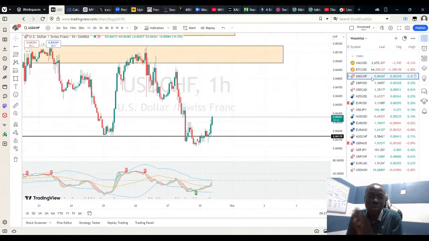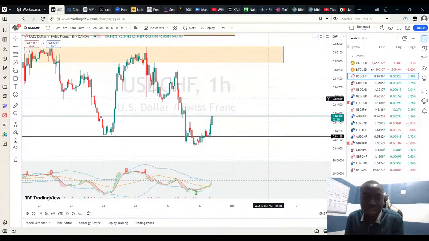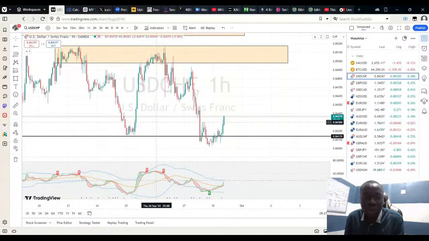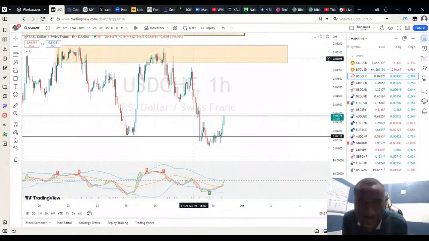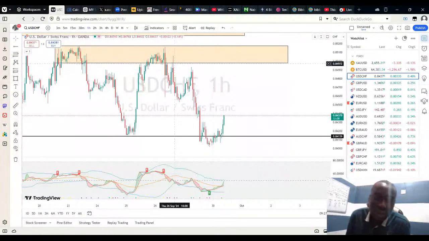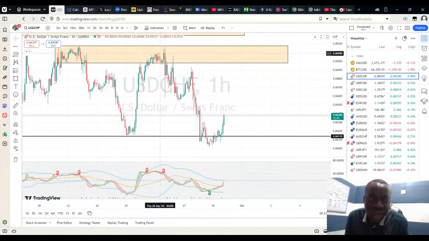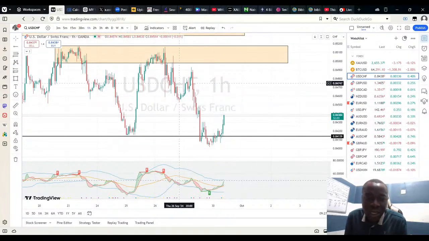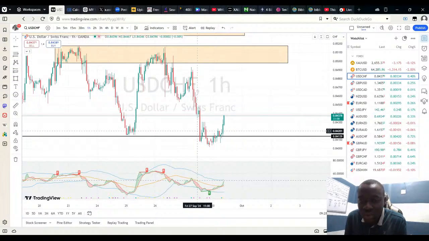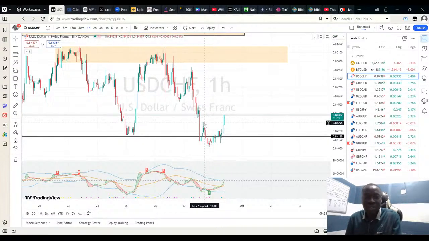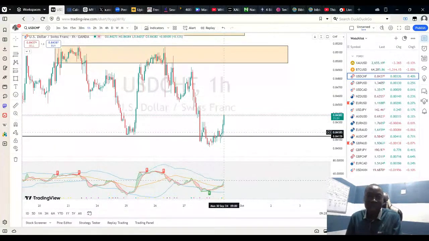On USD CHF also, as we can see, I told us that we should look for a sell opportunity around this region last week, that we should sell this market from here and expect our TP1 at the price of 0.8420 or 0.8400. And look at it, they came to that region and they gave us a nice W pattern and they want to retrace the market back upward.